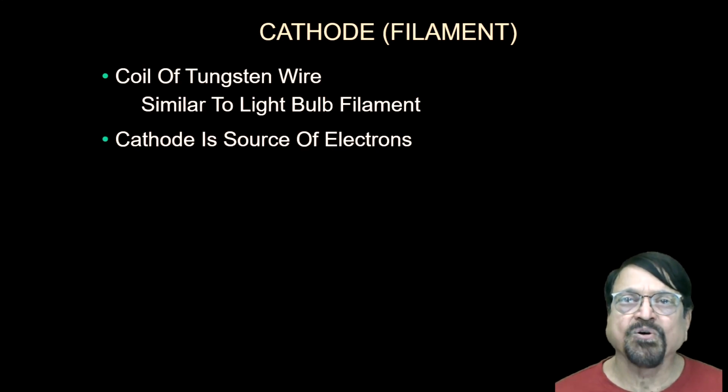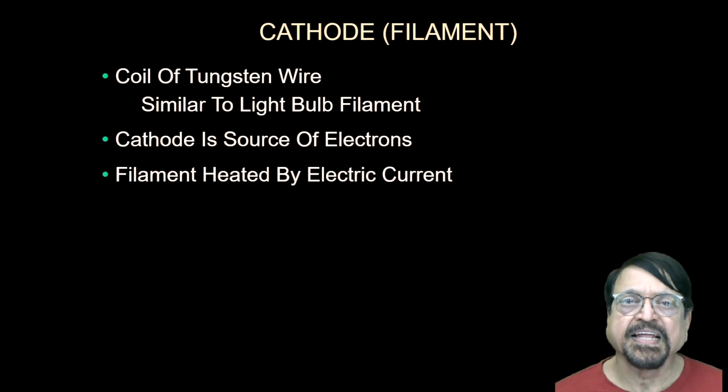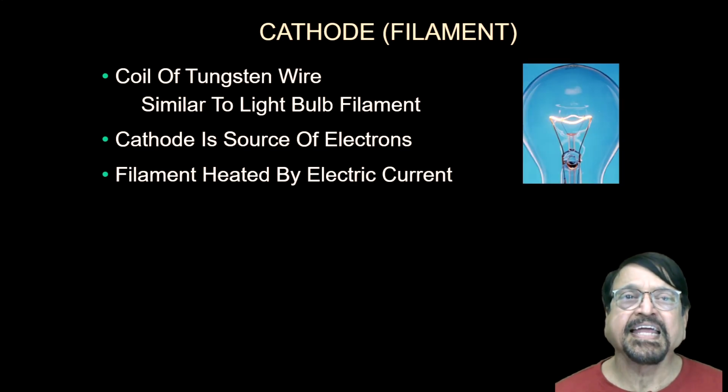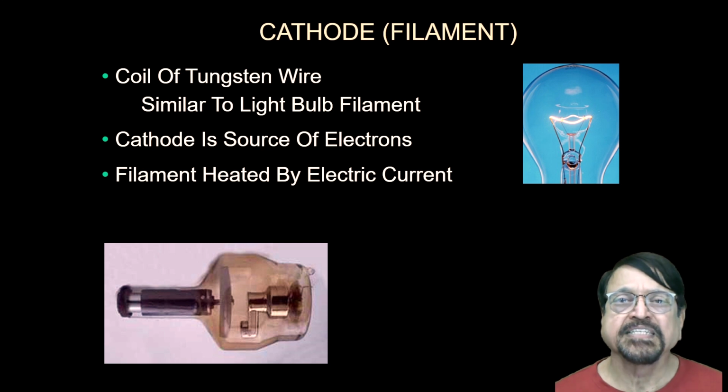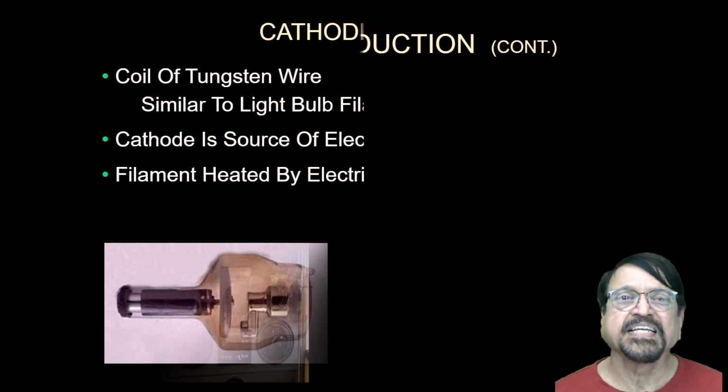They are the cathode, that is the source of electrons. When electricity is applied, they get heated. When they get heated, there is thermionic emission. That is, the electrons will boil out, and these electrons will be used to convert into X-rays. So the filament is heated by electric current, like a common bulb. This is the tube filament.